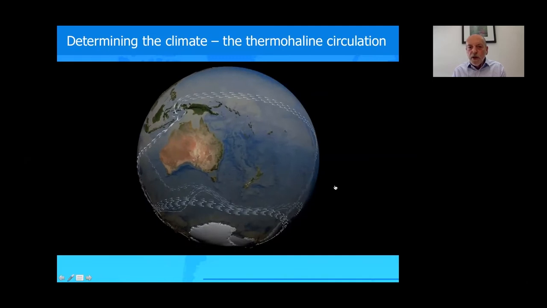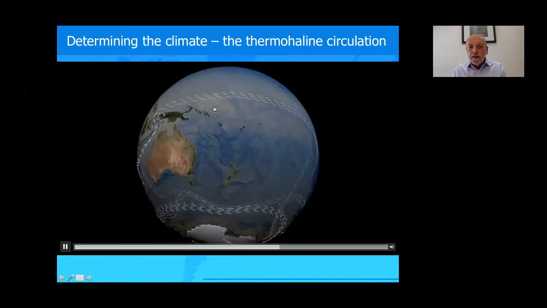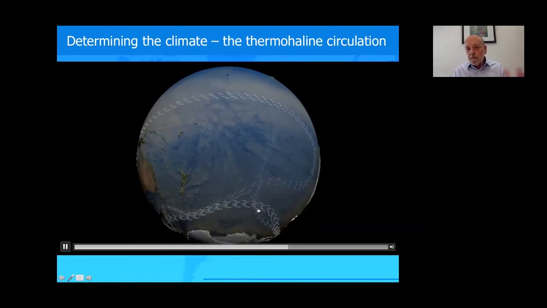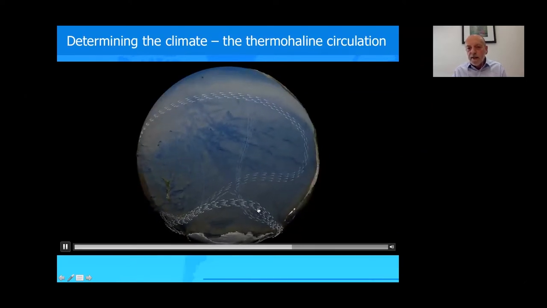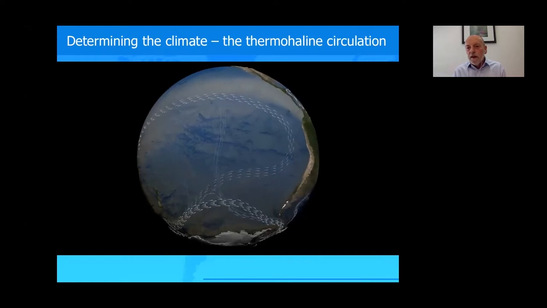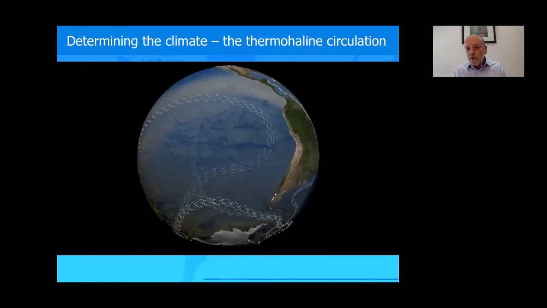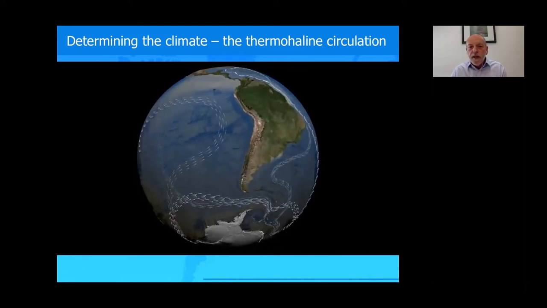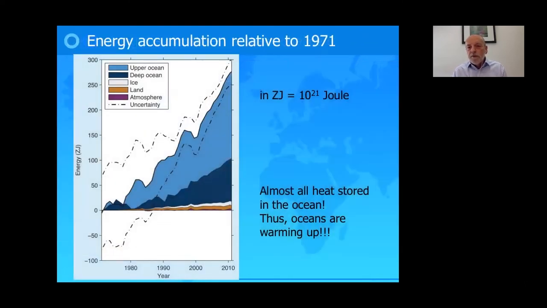And this thermohaline circulation pattern really connects all the three big basins, the Atlantic, the Indian Ocean, and the Pacific, in terms of 1,000 to 1,500 years. So this is a major driving force of our climate.